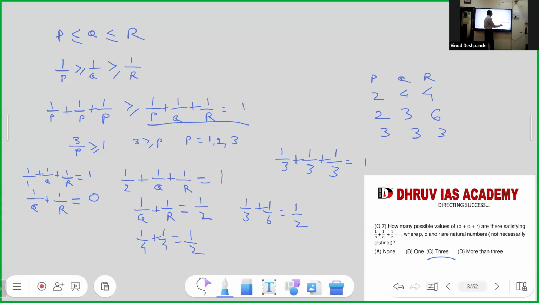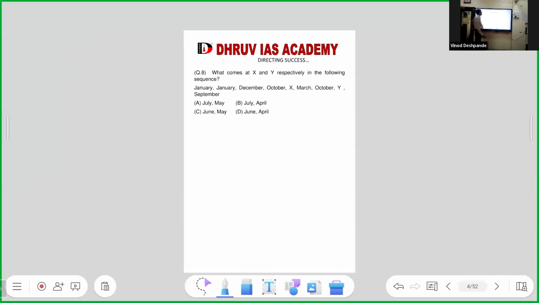If you see here, 6 plus 4 plus 4 is 10; 6 plus 3 is 9, plus 2 is 11; and this is 9. So these are three different values. So the correct answer is option C, 3. We will go to the next question.